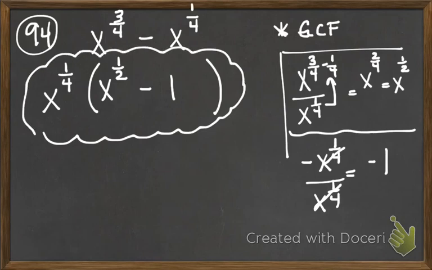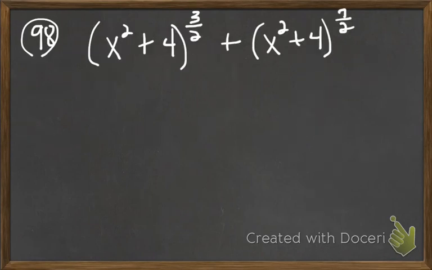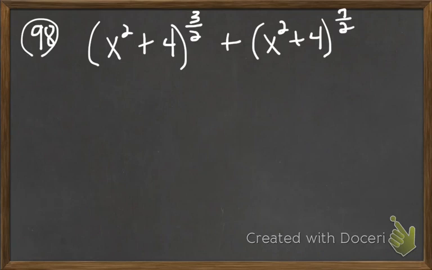So what makes this problem hard are the exponents that are fractions. You can multiply the x to the 1/4 back in by adding the exponents, and you should get the original problem. Alright, in example 98, I already see that I have a common group. I have an x squared plus 4 and I have an x squared plus 4. So that x squared plus 4 is actually going to be my GCF.